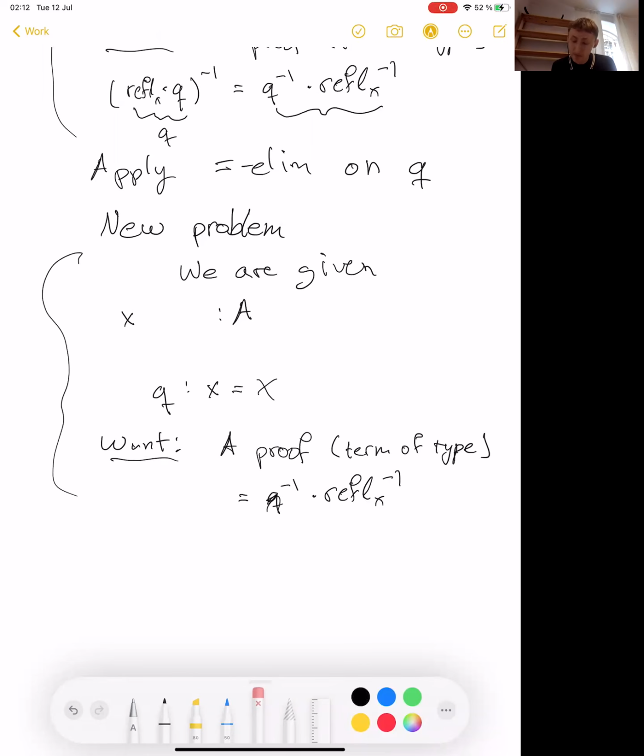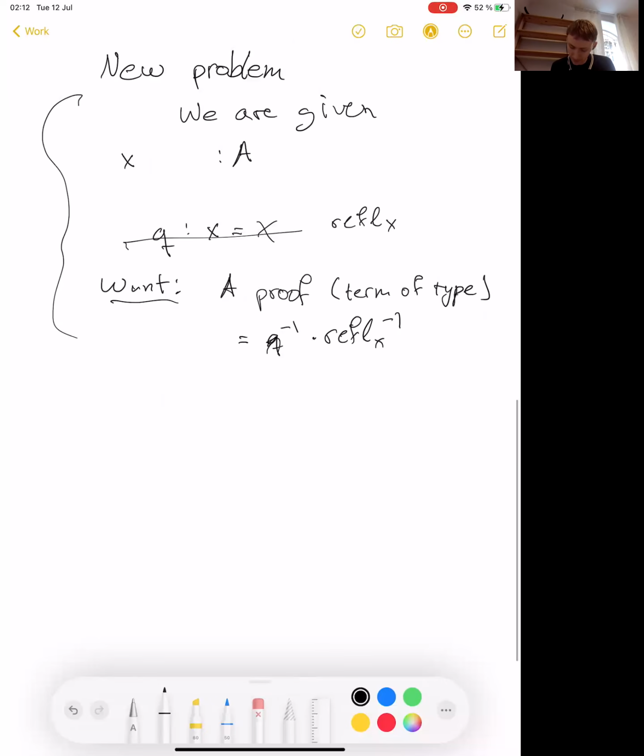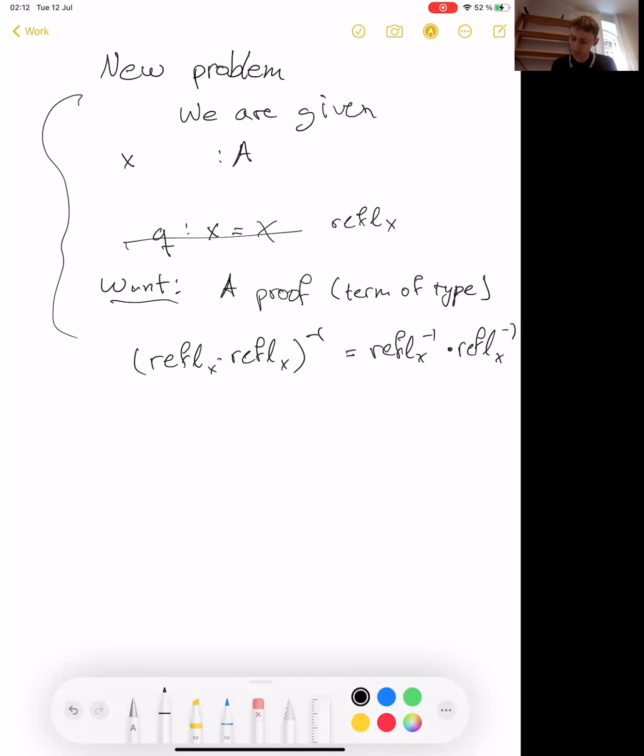But also this Q, when you apply path induction, becomes REFL. So there's no longer a Q here, there's just REFL of X. So what we're trying to prove right now is the same thing as above, but with Q replaced by REFL everywhere. So now the new goal is just proving that REFL X composed with REFL X inverse is equal to REFL inverse composed with REFL inverse.